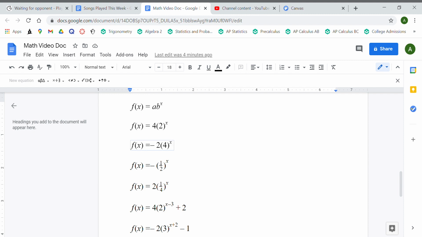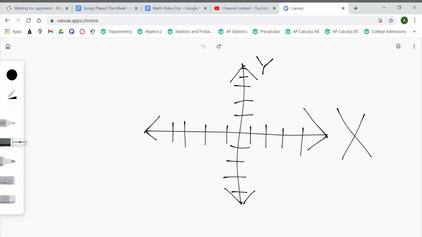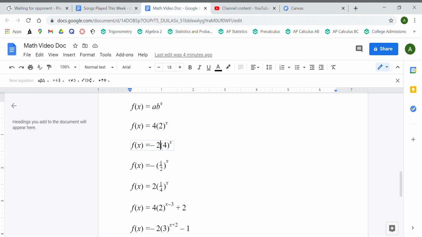Okay, so -2 times 4 to the power of x. So we take a look at this function here and identify the a value first. As you can see here, we have -2 as our a value, so that's our y-intercept. I'm just going to mark the point right here. There will be no big y increments this time. Okay? Now for the rest of the stuff.